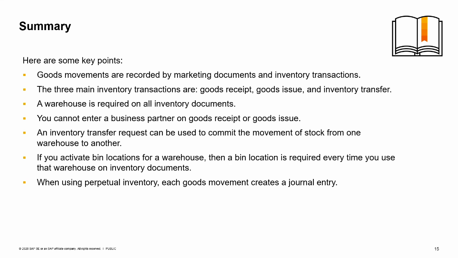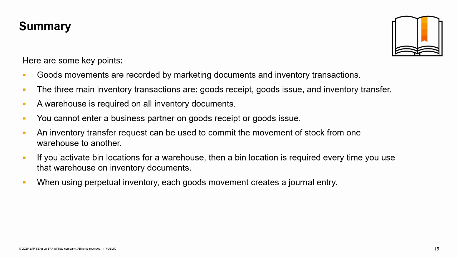A goods receipt is used to receive items into a warehouse. A goods issue is used to transfer goods out of a warehouse. And the inventory transfer is used to transfer items between warehouses. A warehouse is required on all inventory documents. If one is not manually entered into the transaction, the default warehouse for the item will be assigned.